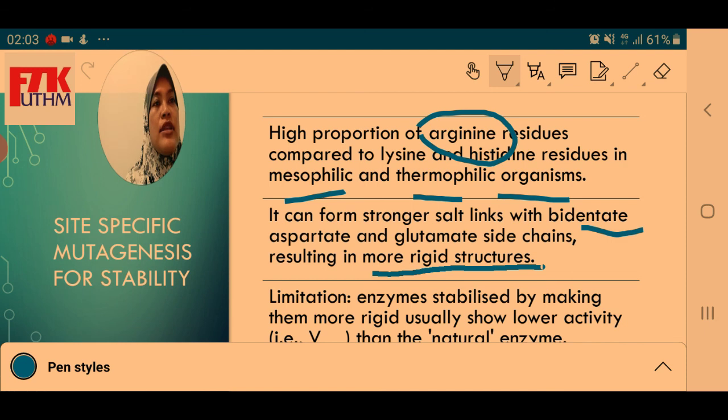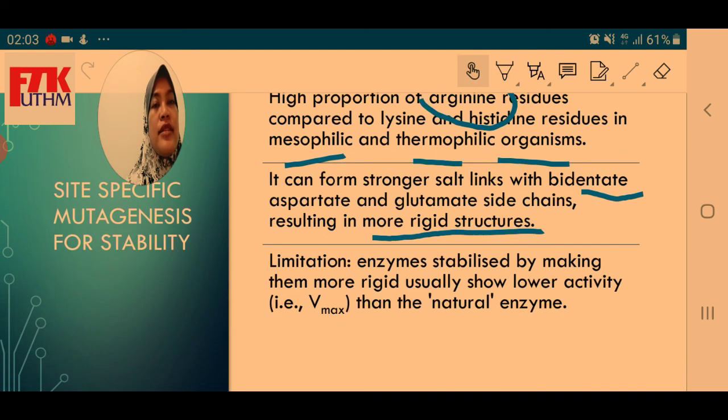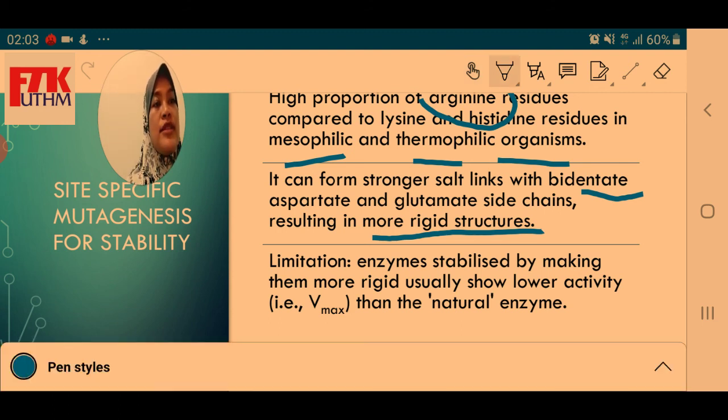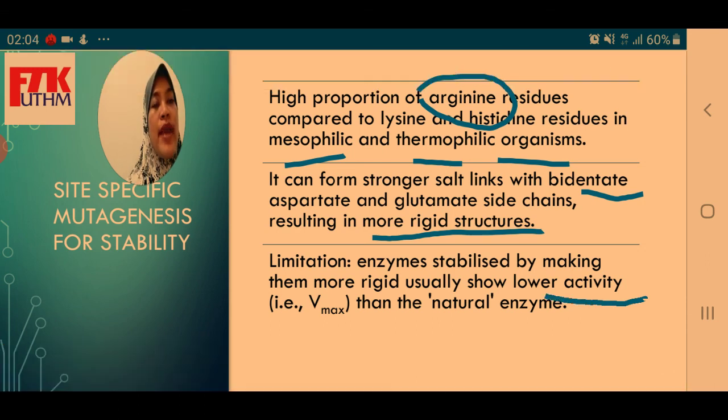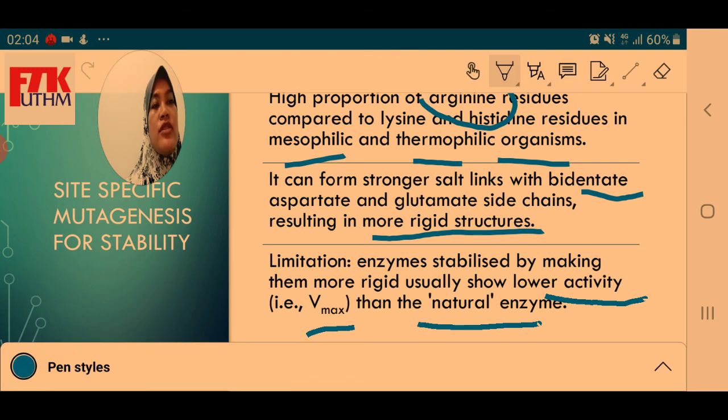However, we need to remember that there is a limitation on this. If you mutate lysine and histidine to arginine, it can have a lower activity, so Vmax, than the natural enzyme. So you may need to consider this before you perform site-specific mutagenesis.